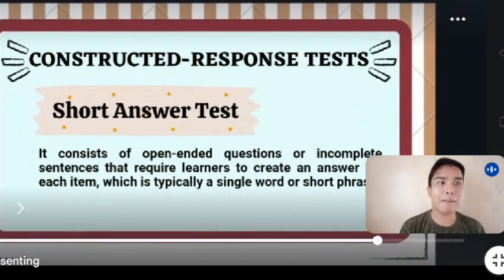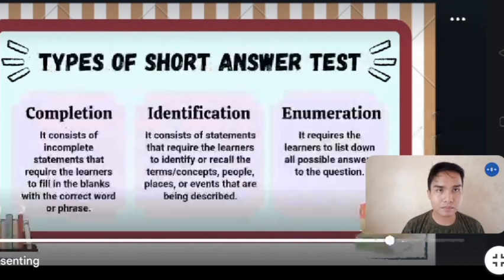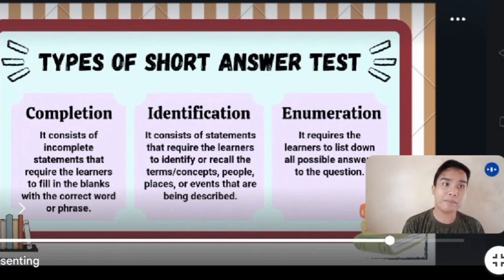Usually, ginagamit ito sa mga essay type para ma-recall kung ano yung naintindihan ng students. Next, these are the types of short answer tests. Yung in-explain ko kanina is a form of completion. It consists of incomplete statements that later on ay duduktungan ng students.